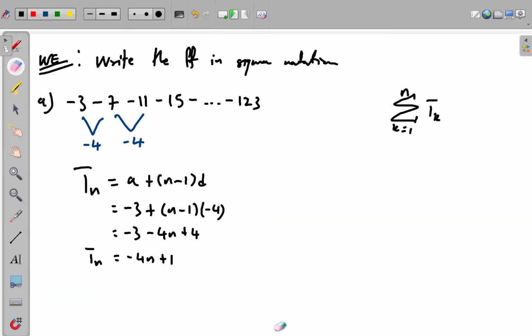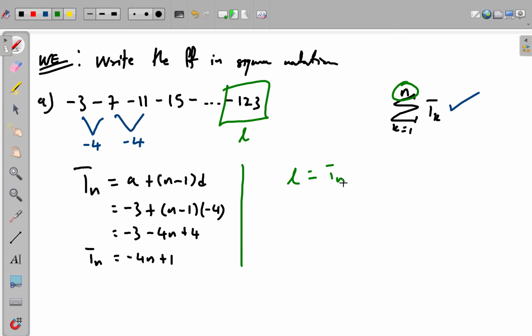Now we have sorted that out. What we need to find then is, where are we stopping with this? I hope you notice that you actually have the last term given here. There's a principle I shared with you last time, that you can always equate the last term to the nth term. So we can go now, negative 123 is equal to negative 4n plus 1.